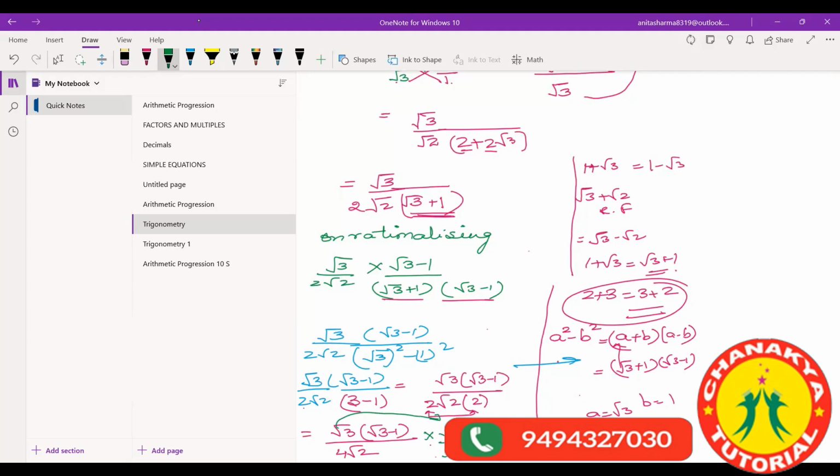If you have studied in your irrational numbers part, root a into root b, then what will you write? Root ab. Right? So you will write root 6 into root 3 minus 1 divided by 4 into root 2 into root 2, which is 2. This is our last step. Then our answer is root 6 into root 3 minus 1 upon 8. This is your answer, children. Have you understood this question?